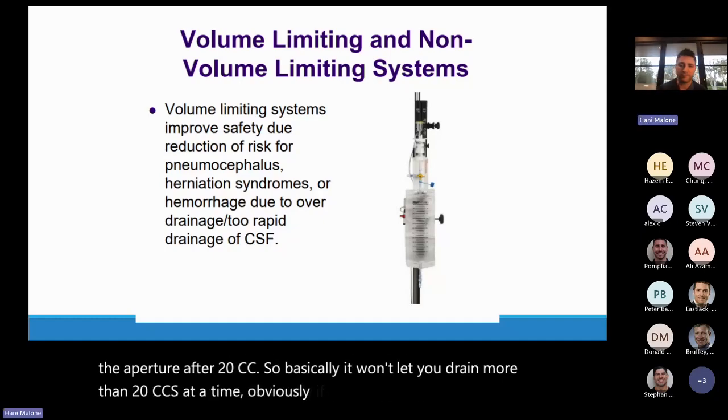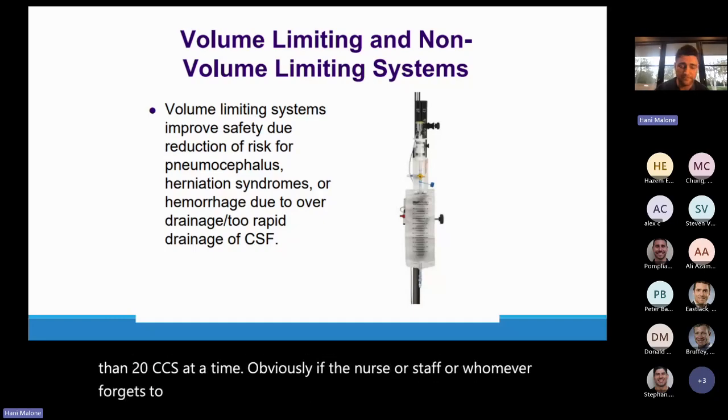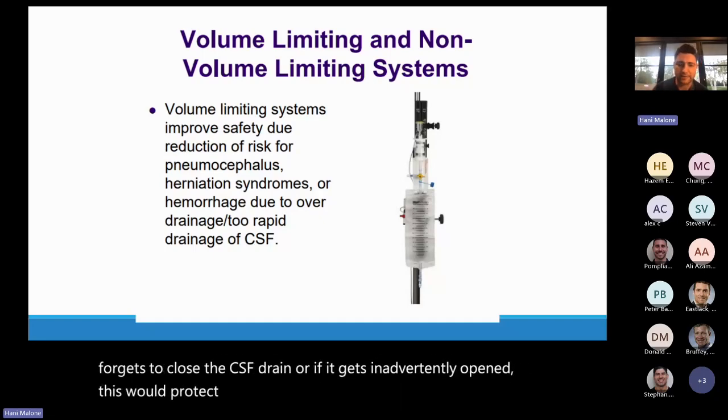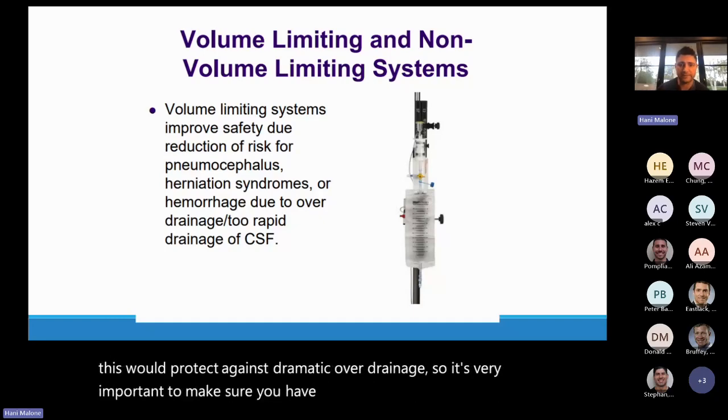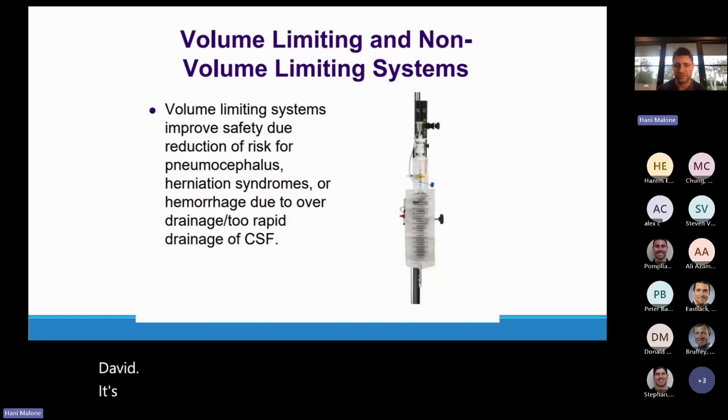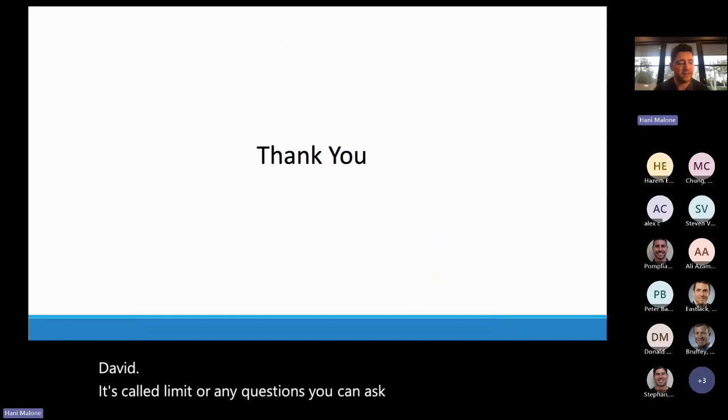Obviously, if the nurse or staff or whomever forgets to close the CSF drain, or if it gets inadvertently opened, this would protect against dramatic overdrainage. So it's very important. Make sure you have this at your hospital, Mike and David. It's called Limitor. Any questions you can ask me. And that's all I got.